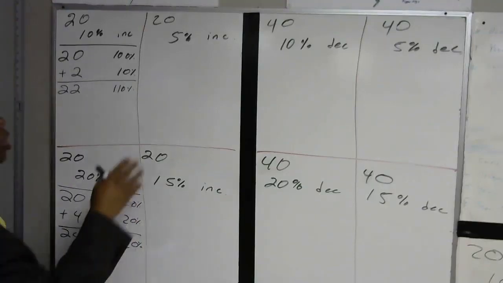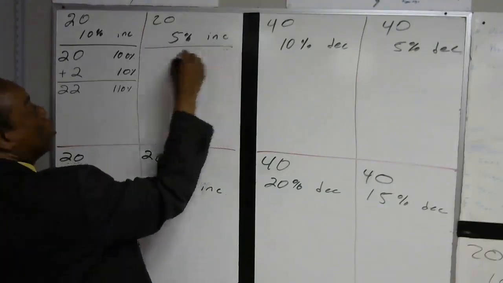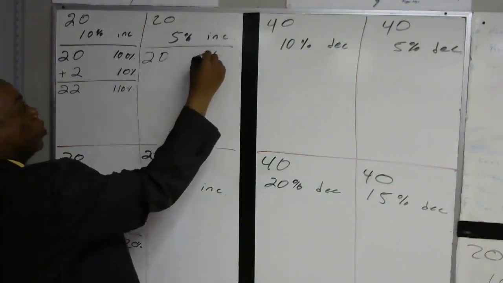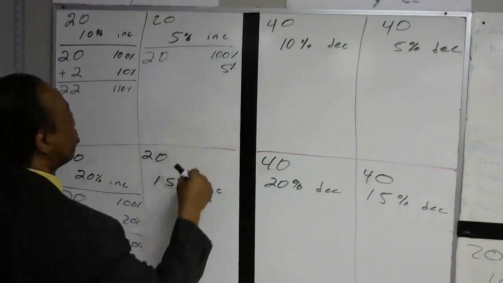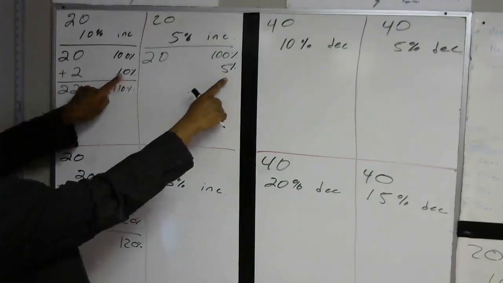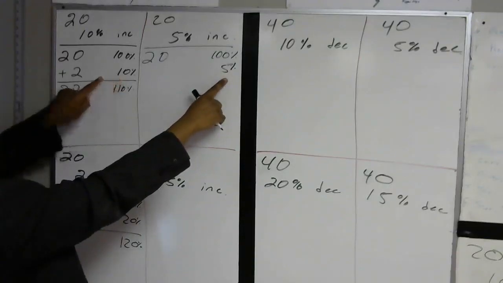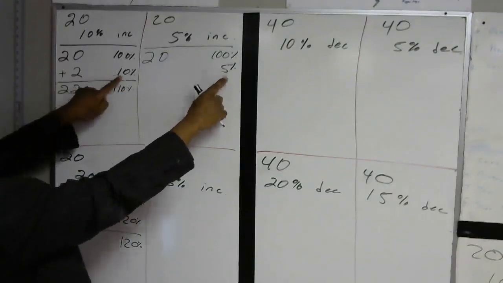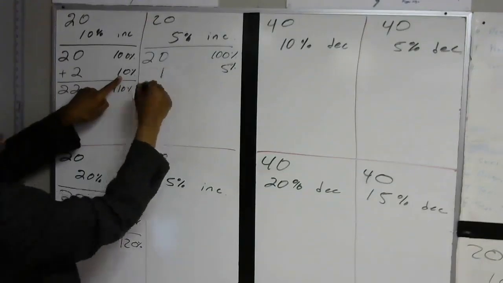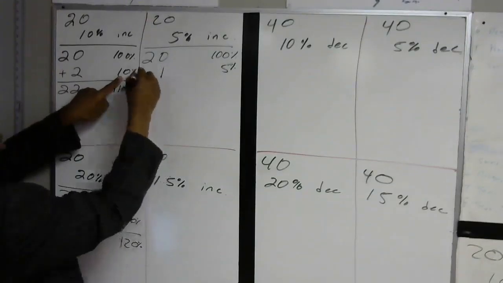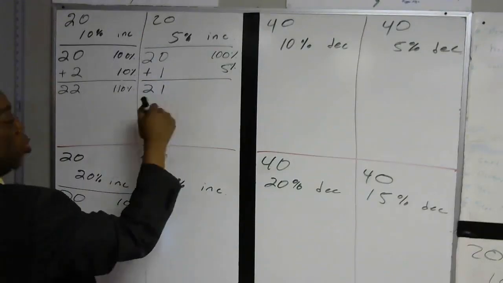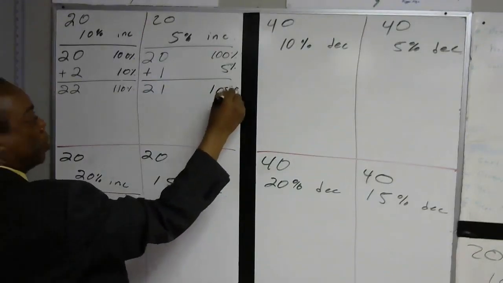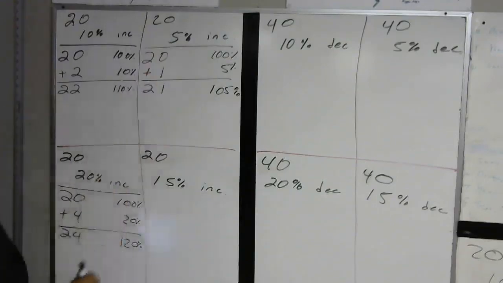All right, the 5%. 20 will be the original, so we'll call it 100%, and we're looking for 5%. Well, if 10% is represented by 2, then 5% will be represented by 1. So we'll add that, and we'll get 21, which represents 105% of the original 20.